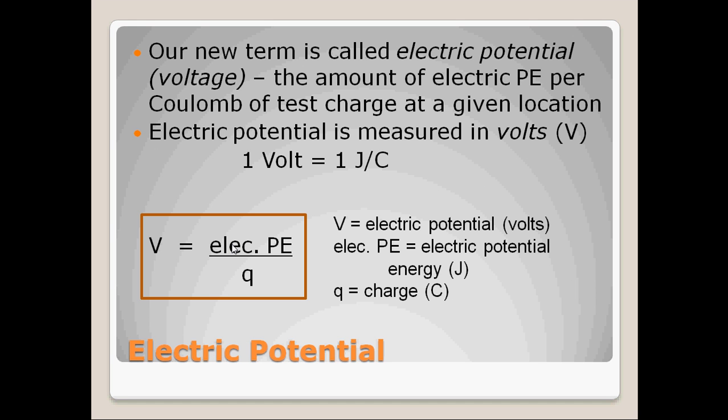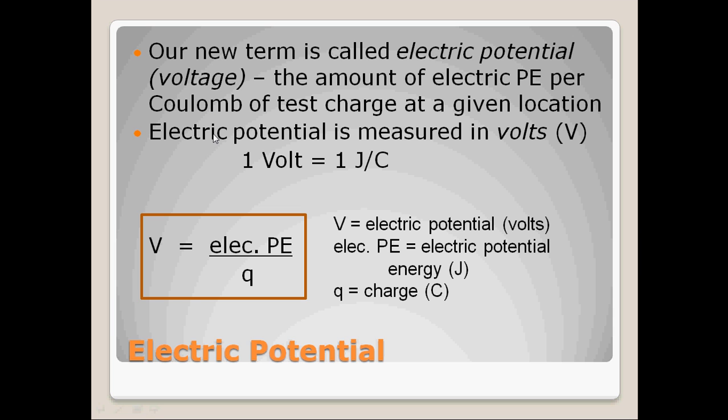Now, the new term that we use, and it turns out to be oh so useful, is electric potential, also known as voltage. Basically, what that does is it just tells us the amount of electric potential energy per coulomb.